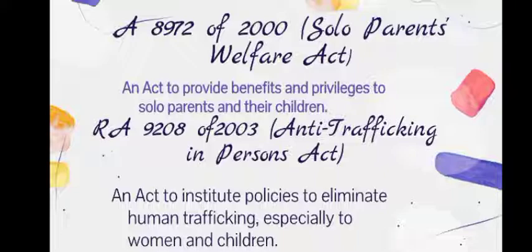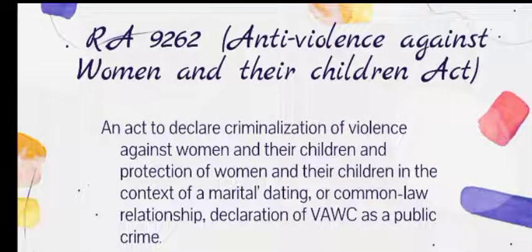RA 9208 of 2003, Anti-Trafficking in Persons Act. It is an act to institute policies to eliminate human trafficking, especially of women and children. Next is RA 9262, Anti-Violence Against Women and Their Children Act. It is an act to declare the criminalization of violence against women and their children and protection of women and their children in the context of marital, dating, or common law relationship, declaration of VAWC as a public crime.